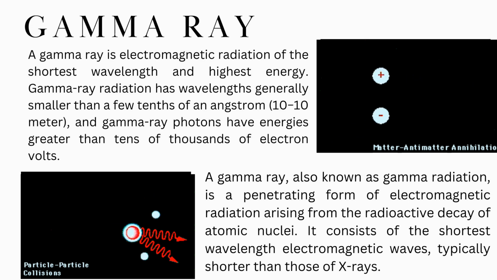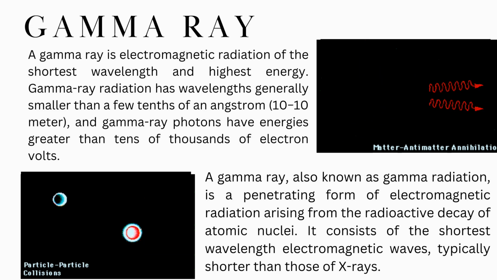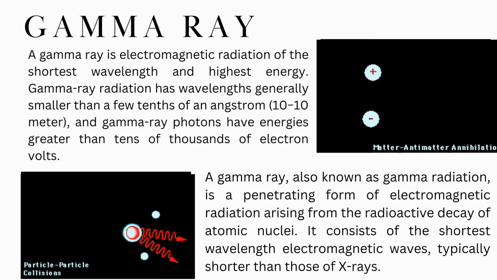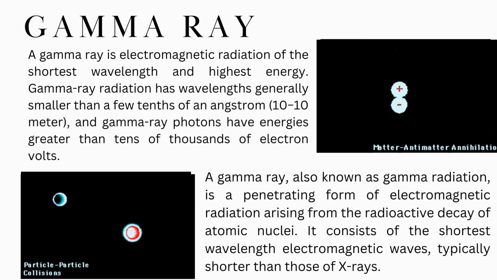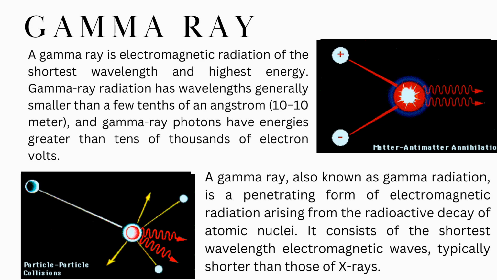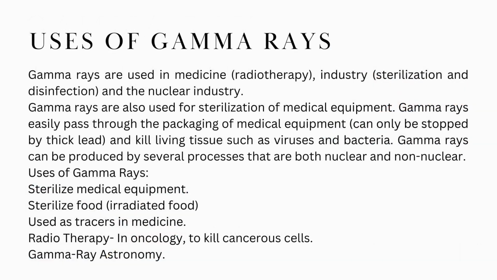A gamma ray, also known as gamma radiation, is a penetrating form of electromagnetic radiation arising from the radioactive decay of atomic nuclei. It consists of the shortest wavelength electromagnetic waves, typically shorter than those of X-rays.